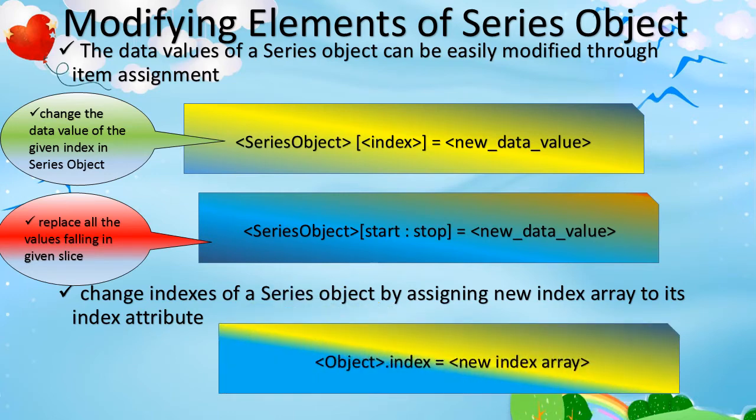And the third one is the series object dot index attribute, used to change the index. Also we can assign the new index. The first two change the values, and the third one changes the index labels of the series object.